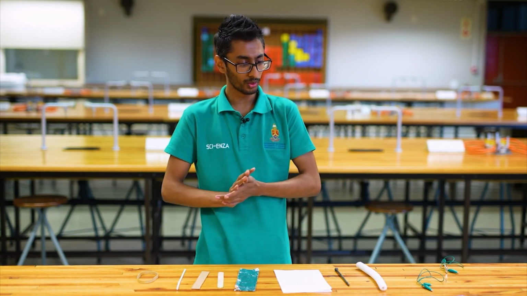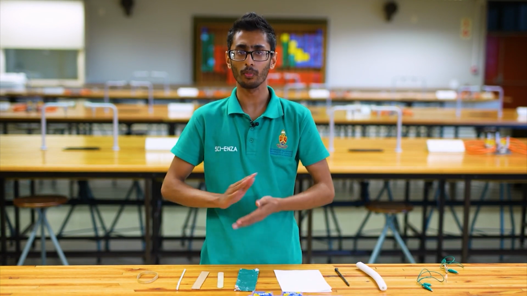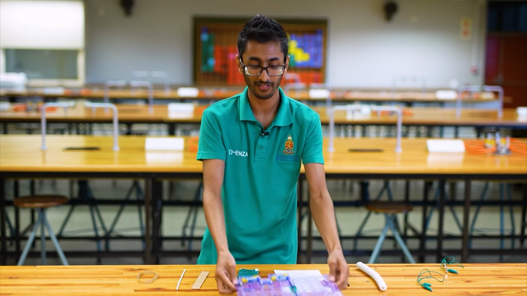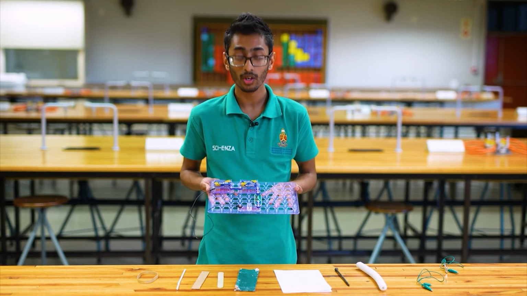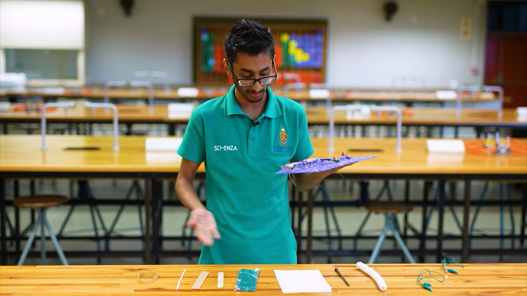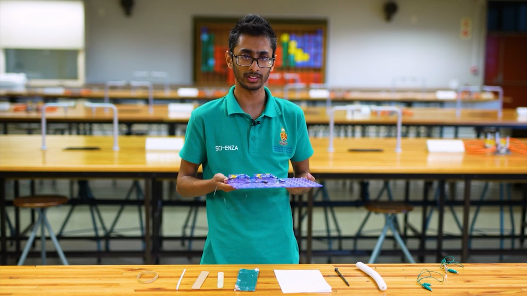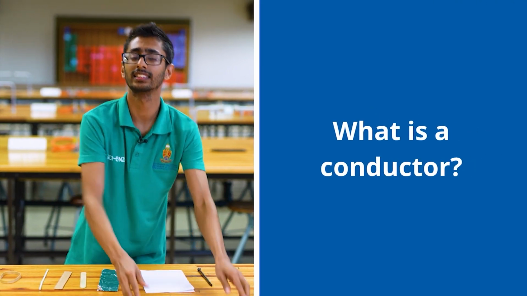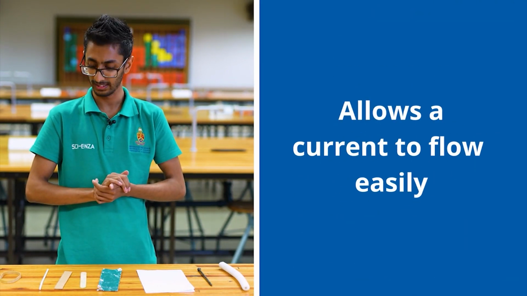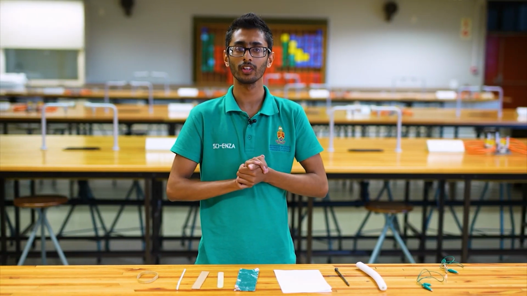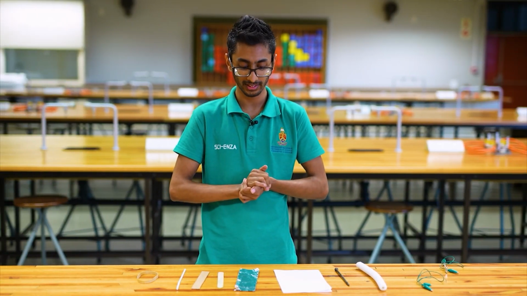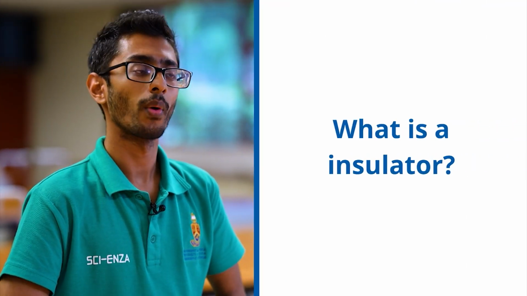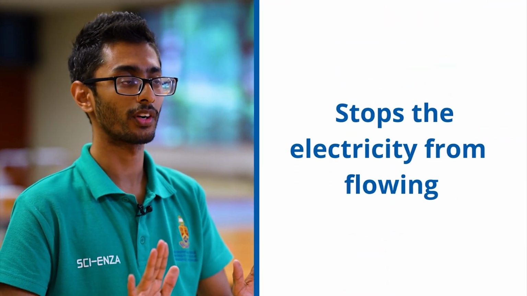Alright, so what makes a conductor good or bad? Right, so here we have the circuit that we used a little earlier. We're going to be using this circuit to determine whether these materials are good conductors or good insulators. A conductor is something that allows current to flow through rather easily. It does not restrict the current flow. An insulator is what stops electricity from flowing through, specifically current electricity. So those are what conductors and insulators do.